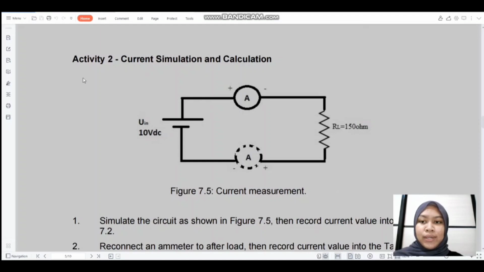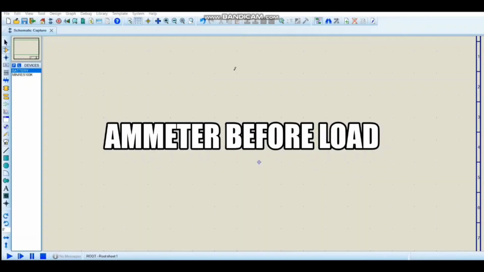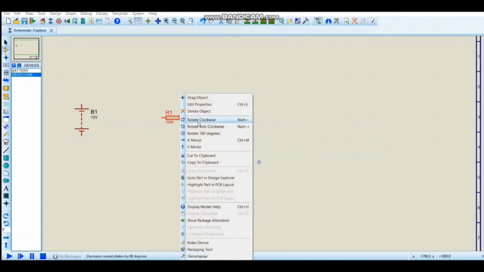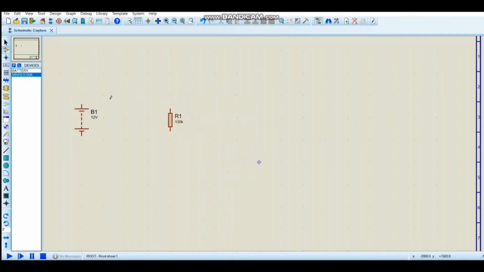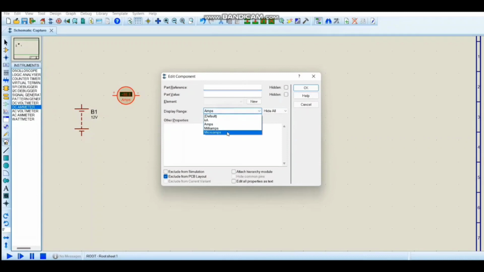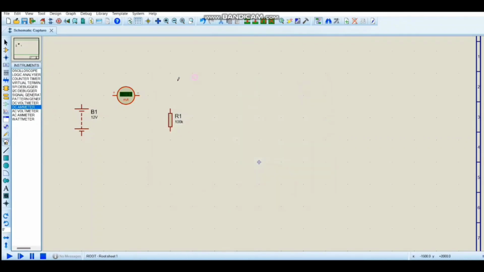And I'm going to do activity 2, current simulation and calculation. Okay, now we are going to connect the circuit for emitter before load. First, we need a DC voltage source, which is a battery, and a resistor. And we need a DC emitter. We set the DC emitter to milliampere and we connect the circuit.